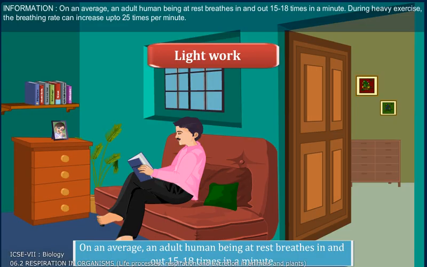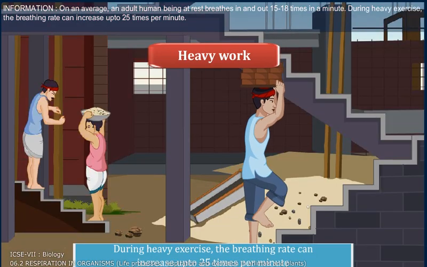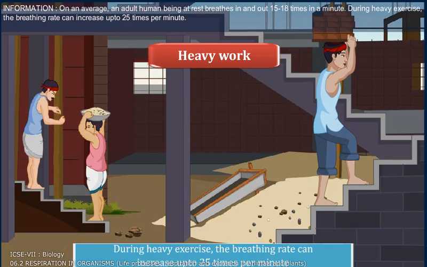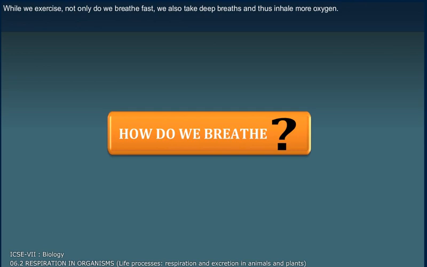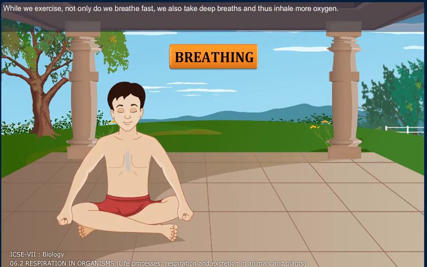Information. On an average, an adult human being at rest breathes in and out 15 to 18 times in a minute. During heavy exercise, the breathing rate can increase up to 25 times per minute. While we exercise, not only do we breathe fast, we also take deep breaths and thus inhale more oxygen.